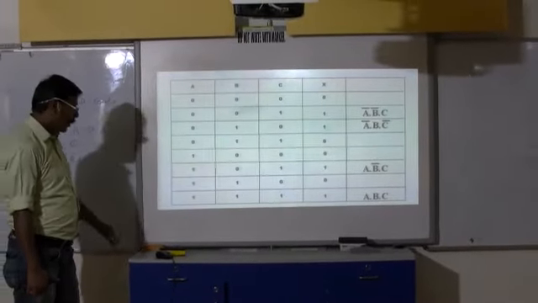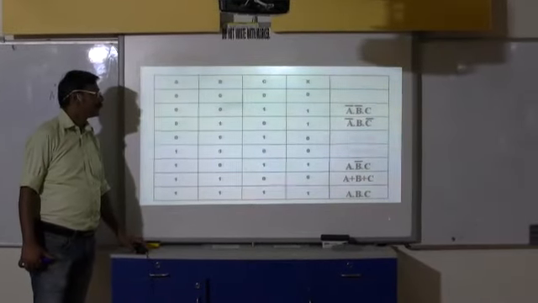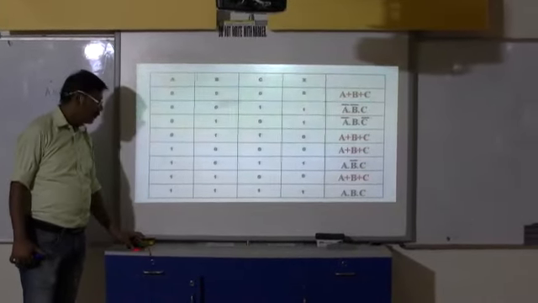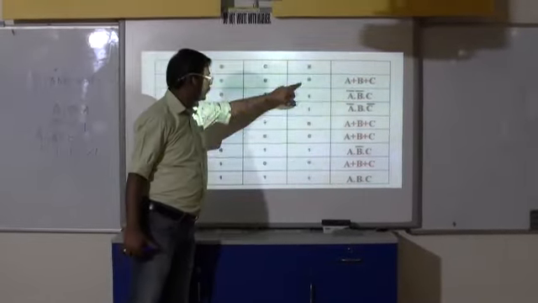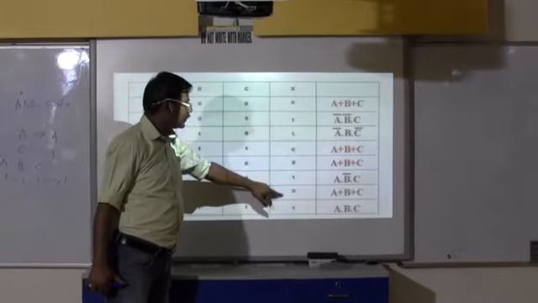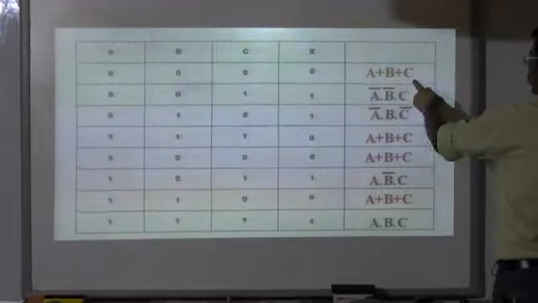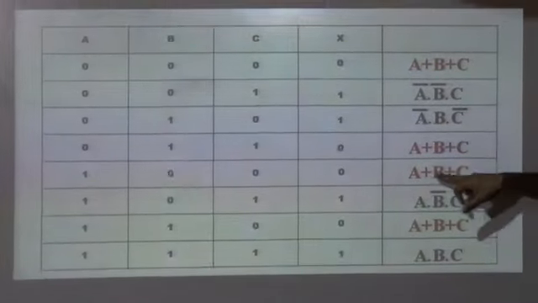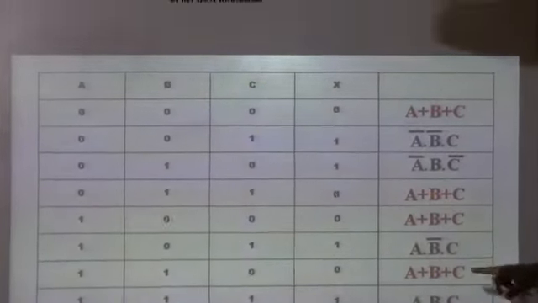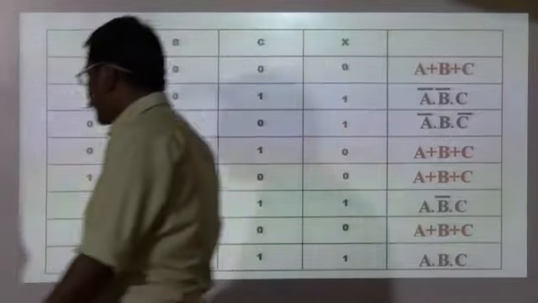Fine? Now similarly, let's talk about the max terms. Remember, wherever there is 0, it is taken as a max term. So we have 0 here, 0 here, 0 here, and 0 here. In case of max terms, it is A plus B plus C, POS, product of sums. So sum of A, B, and C, sum of A, B, and C, sum of A, B, and C, sum of A, B, and C. Okay? Now here we are using the sum.